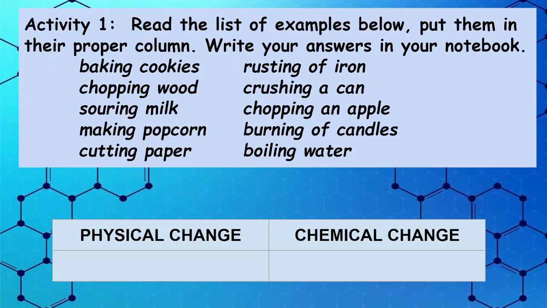For our first activity, I want you to read the list of examples below, put them in their proper column, and then write your answers in your notebook. So we have two columns here: physical change and chemical change. Look at the list of examples below, and put them where they belong. For example, baking cookies. What happened to the cookies? Is that a physical change or chemical change? Other samples: chopping wood, souring milk, making popcorn, cutting paper, rusting of iron, crushing a can, chopping an apple, burning of candles, and boiling water.